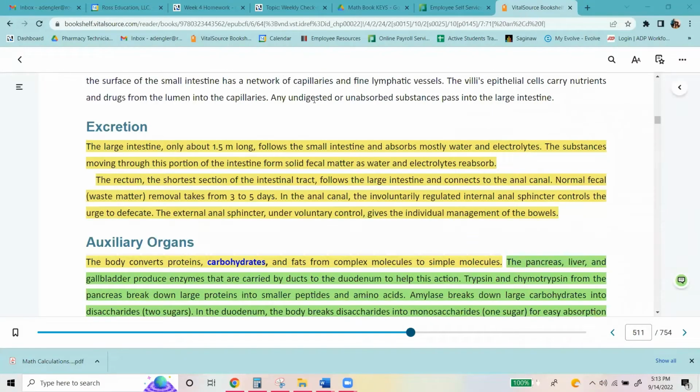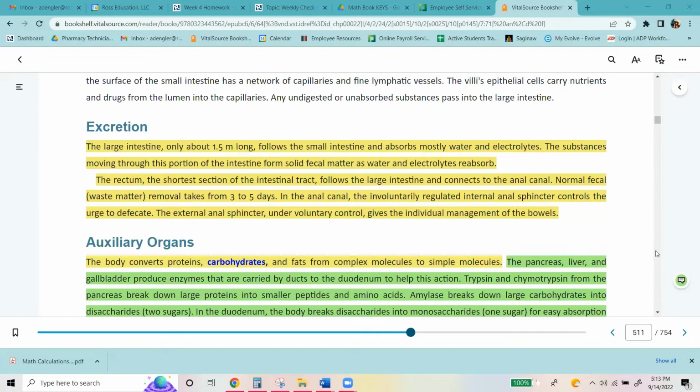The large intestine, which is only about 1.5 milliliters long, follows the small intestine and absorbs mostly water and electrolytes. The substances moving through this portion of the intestine form solid fecal matter as water and electrolytes reabsorb. The rectum, the shortest section of the intestinal tract, follows the large intestine and connects to the anal canal. Normal fecal waste matter removal takes from 3 to 5 days.